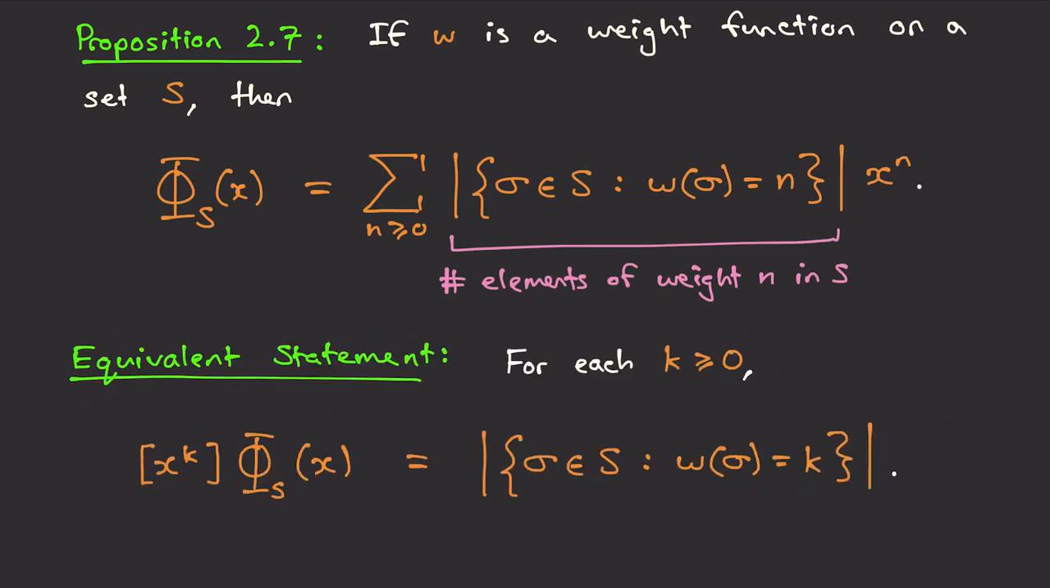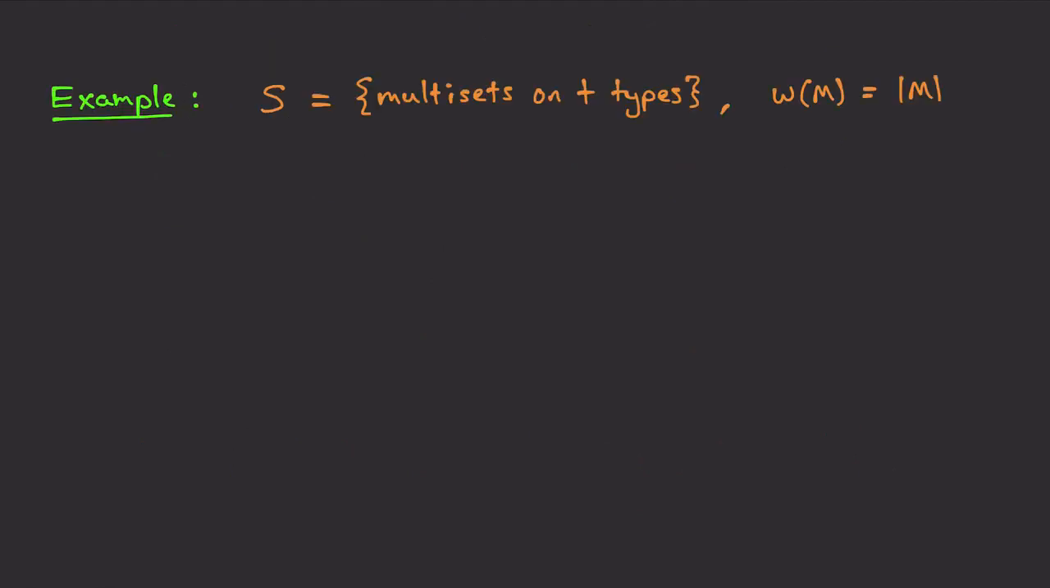You can rewrite this statement in a useful form that emphasizes the value of each coefficient. For each k at least 0, the coefficient of x to the k in phi sub S of x is simply the number of elements in the set S whose weight is k. We'll be solving counting problems by reducing them to the problem of determining a coefficient in some generating series using this statement. At this point, we're overdue for some examples.